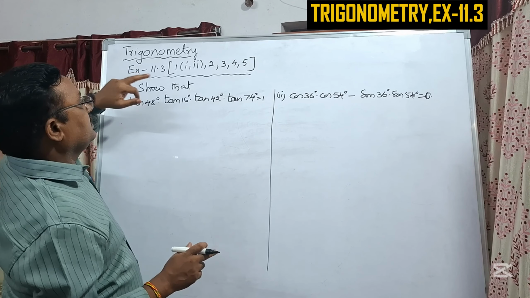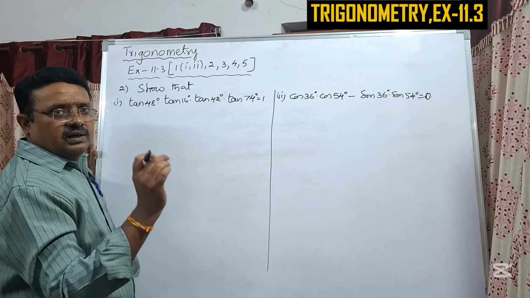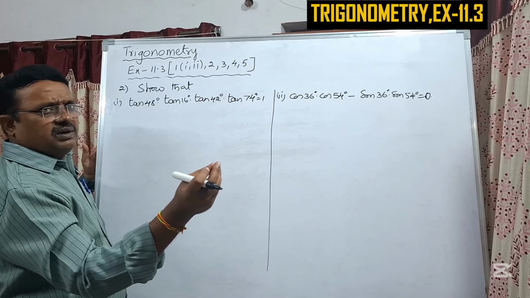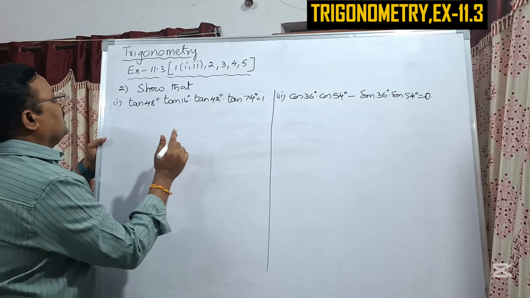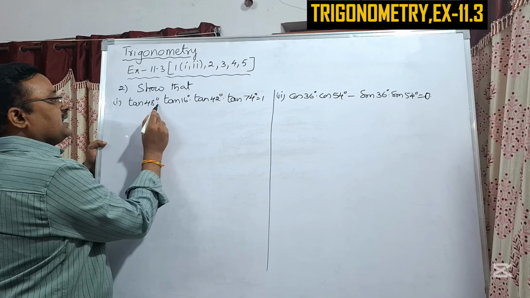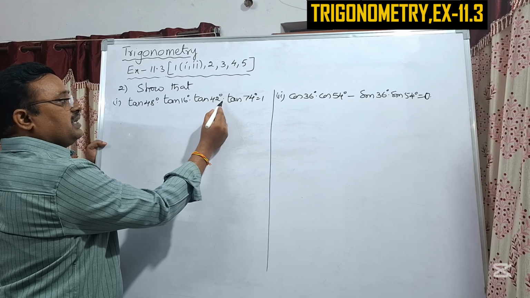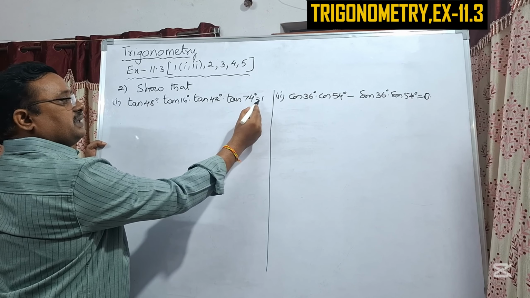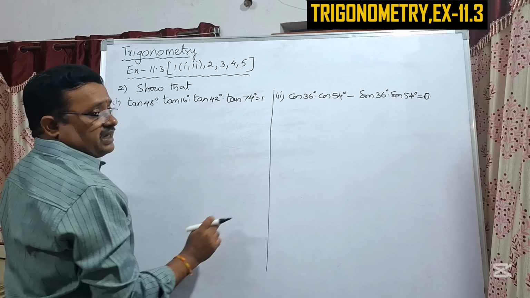Now observe that second problem. These model problems are also very important for bits and 2 marks questions. Very simple, just 1 minute is enough to solve them. What they are asking, second question: show that tan 48 degrees into tan 16 degrees into tan 42 degrees into tan 74 degrees equal to 1. This is the first question. In the same way, that one is the second question.